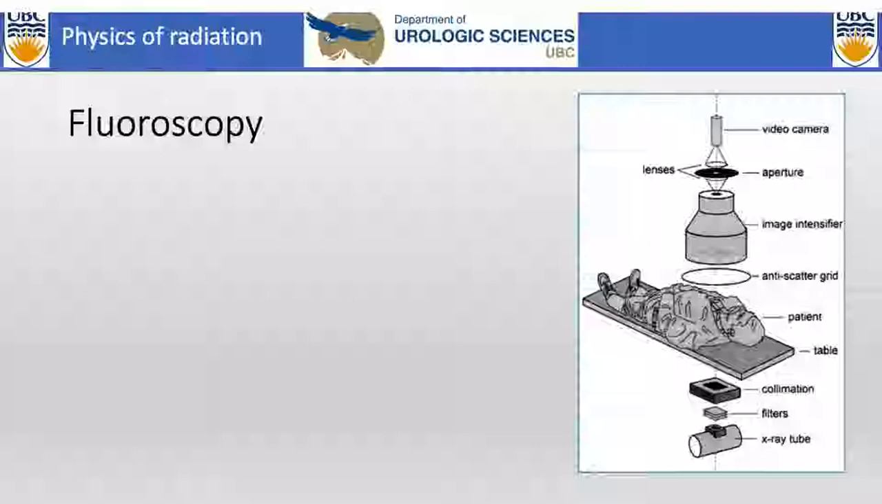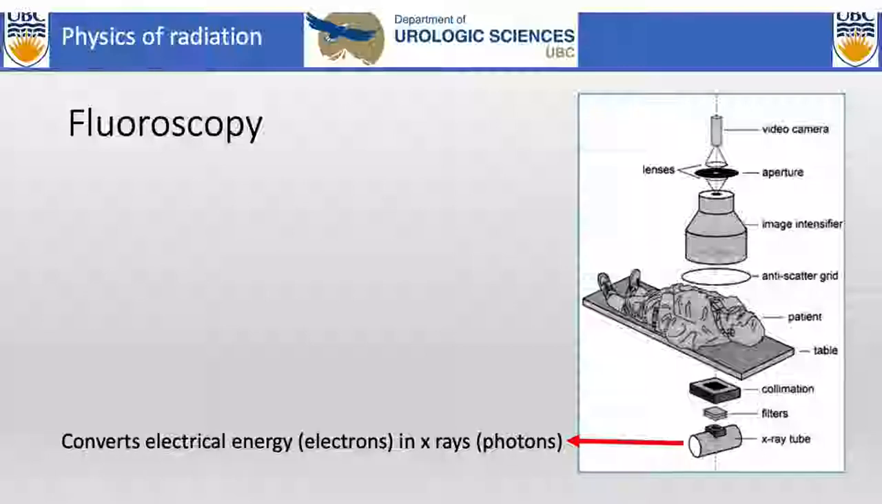That's nice. And then finally, fluoroscopy. You have an X-ray tube typically for our C-arms that we use here.